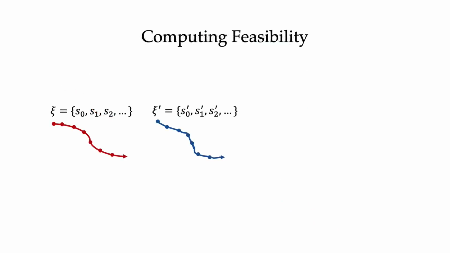We compute the feasibility based on the distance of the states at each step. You can imagine for a feasible trajectory, all the state transitions in the demonstration can be recovered, so the distance d is 0, but when the trajectory is infeasible, the distance is larger than 0.